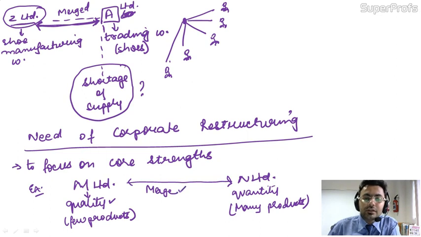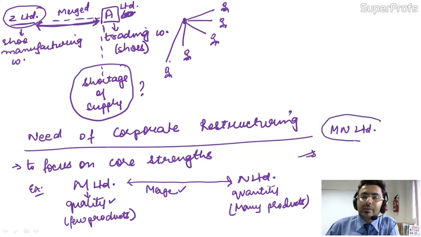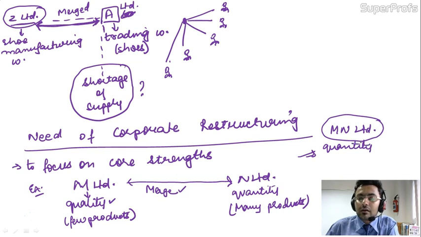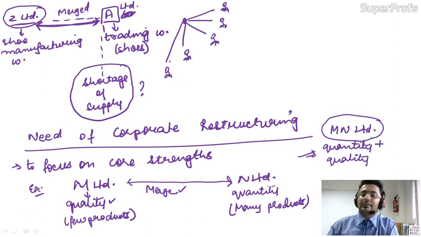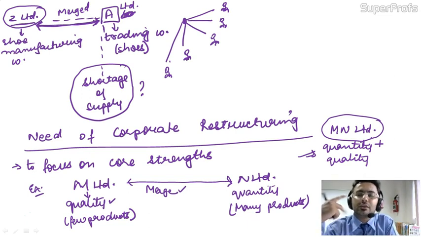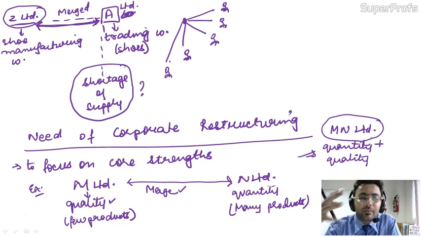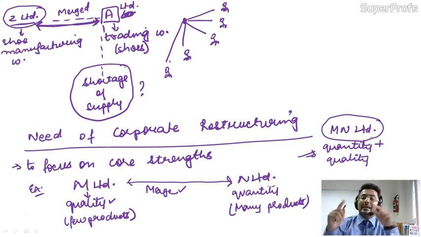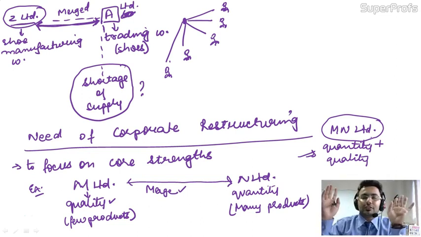both of them are going to form a company named MN Limited. Now this company will have quantity plus quality, both of them, right? That can be related to anything. That can be related to shoes, cars, shirts, pens, laptops, computers, whatever you think. So one company has lots and lots of customers, and one company has only products.